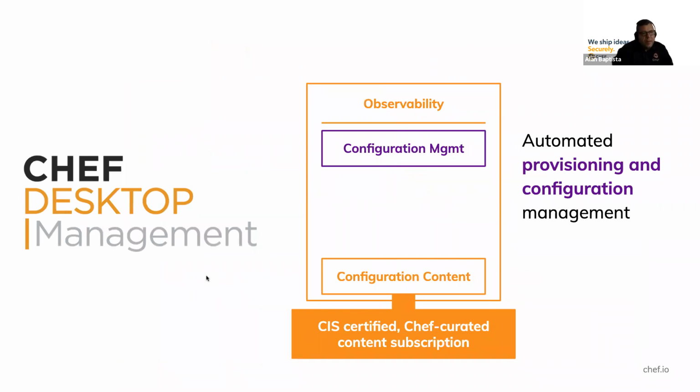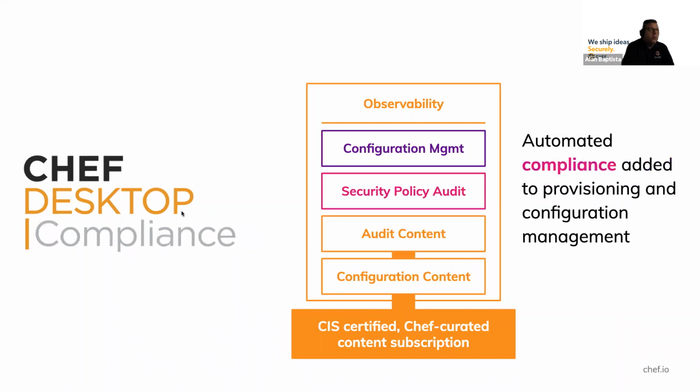So Chef Desktop Management is really the automation, provisioning and management and configuration management of the tool, like I said. And also Chef Desktop Compliance allows you to automate the compliance and audit capabilities of the tool. So you extend not only the configuration portion of it, but also the auditability, the testability, and the compliance management of that.